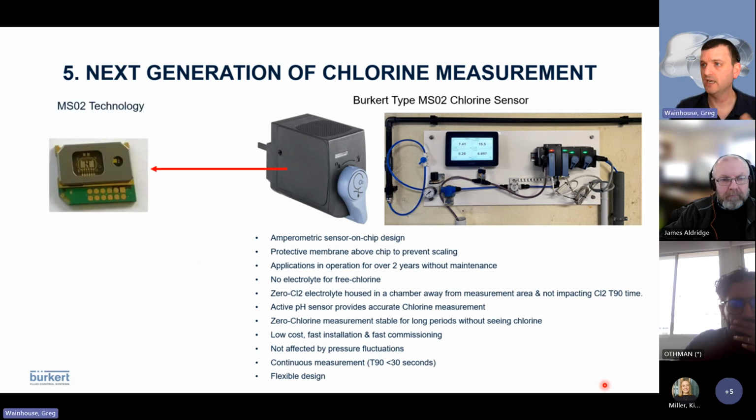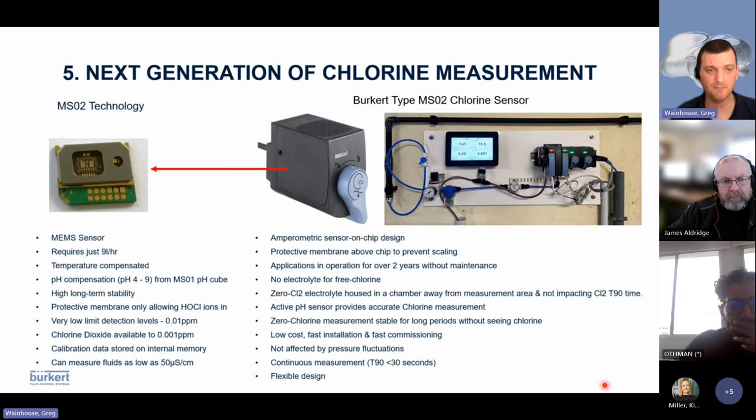So the technology, I did talk about this sensor on chip design. That's what one of our chips looks like. It is what we refer to as a MEMS sensor, microelectrical mechanical sensor. It requires just 9 liters per hour. It's temperature compensated. We have the pH compensation from the MSO1 pH cube. We have high long-term stability.